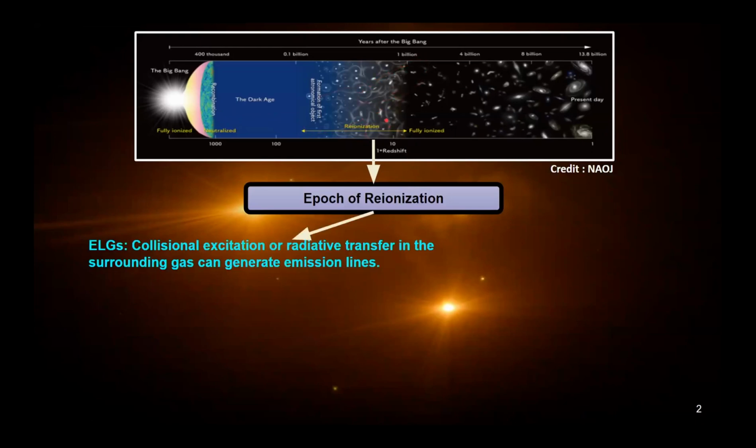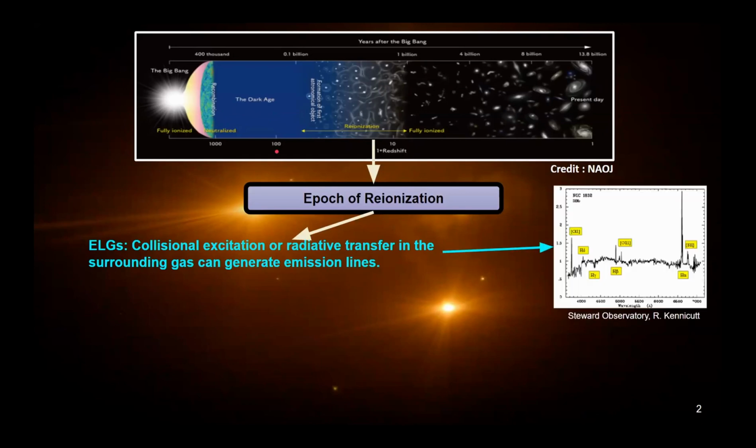So what are these emission line galaxies? These are galaxies which emit emission lines, and these emission lines are generated in their surrounding gas when collisional excitation or radiative transfer or some kind of physics takes place. So we basically observe a spectrum like this with emissions.